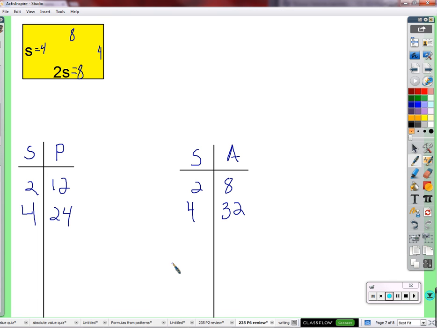Can we put 8 in for the side? No. We're going to go 6 first. Do you want us to write the function? No. I just want you to fill in the table.